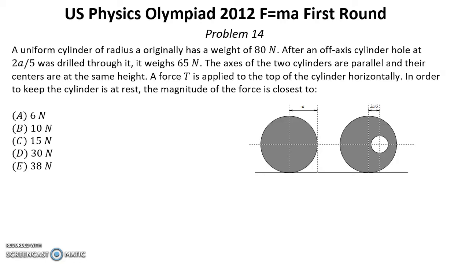A uniform cylinder of radius A originally has a weight of 18 newtons. A cylindrical hole of radius 2/5 A was drilled through it. It weighs 65 newtons. The axes of the two cylinders are parallel and their centers are at the same height. A force T is applied to the top of the cylinder horizontally. In order to keep the cylinder at rest, the magnitude of the force is closest to.